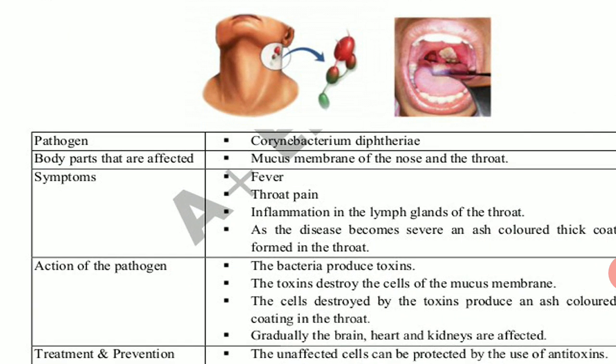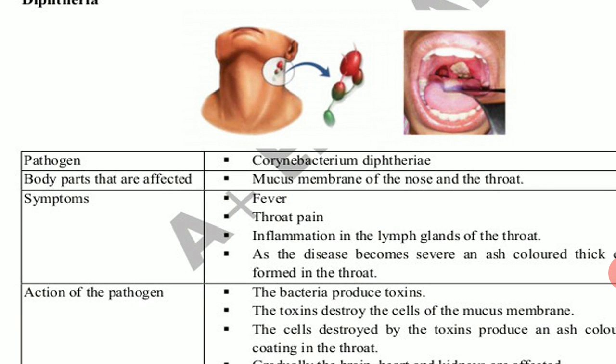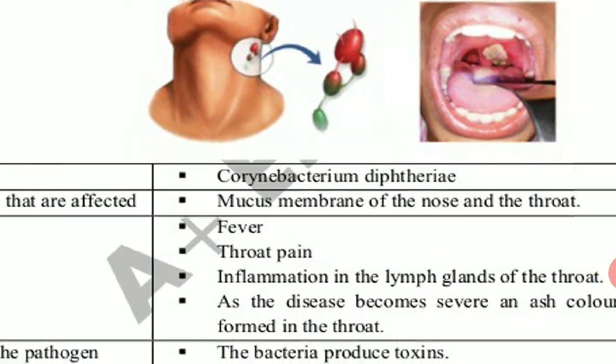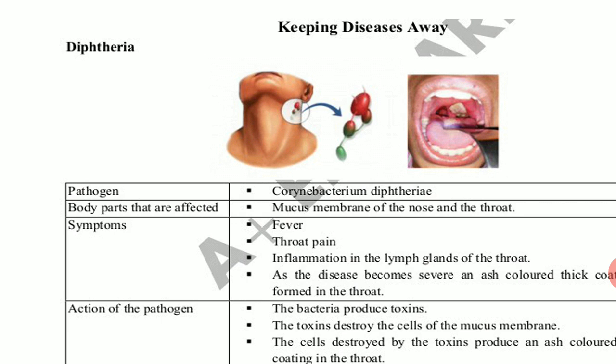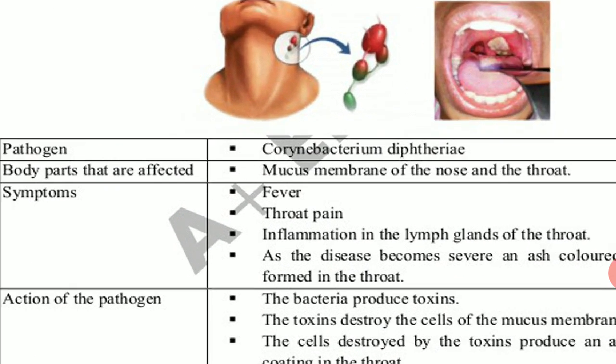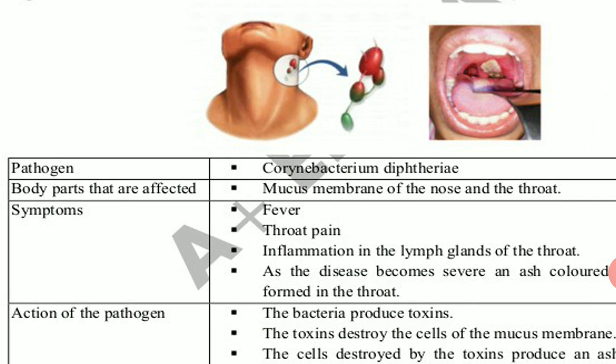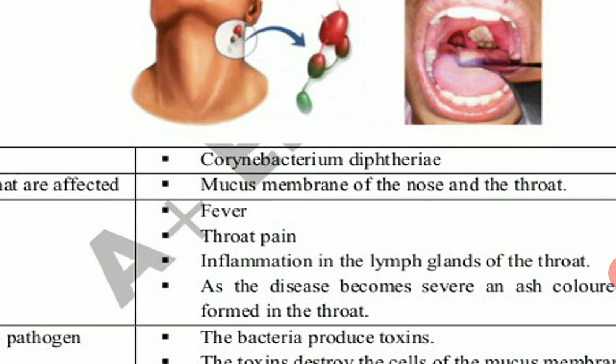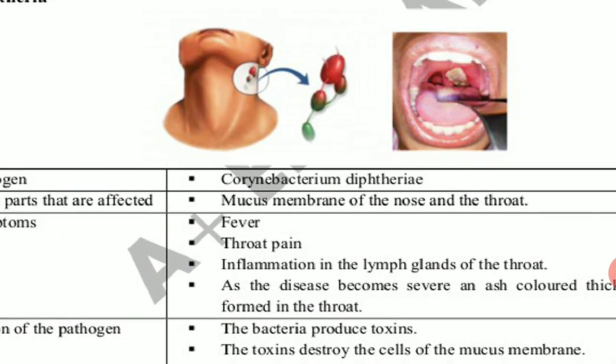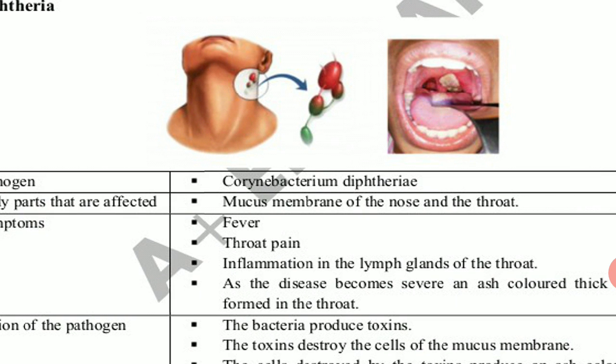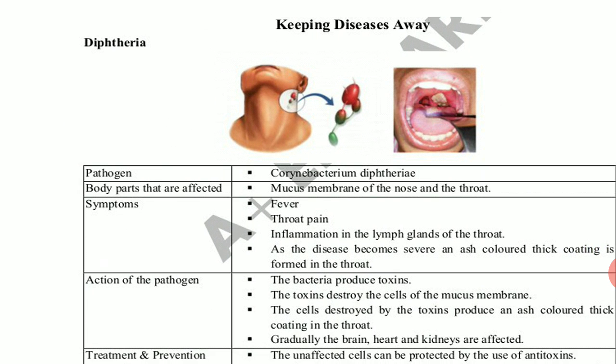Name of the pathogen. It is a bacteria only. Corynebacterium diphtheriae. You should remember the name. The words are a little bit tough, but you should learn it by heart. Then, which are the body parts affected? It is the mucous membrane of the nose and the throat. In the nose there is mucous membrane and it is in the throat also. Mucous membrane of nose and throat are getting affected.